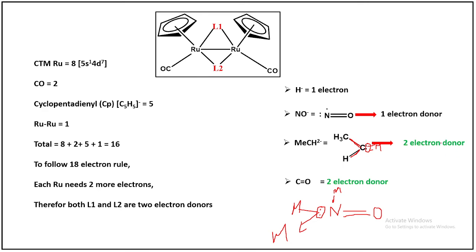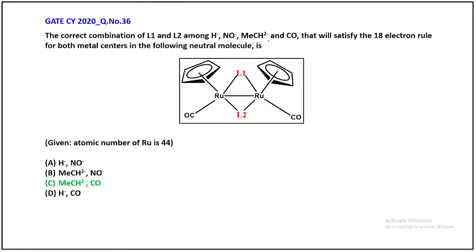So now the question was which can be among the 4 options L1 and L2, and we saw that L1 and L2 should be 2 electron donors. The 2 electron donors among the 4 options given are MeCH2- and CO. So the correct option is C.